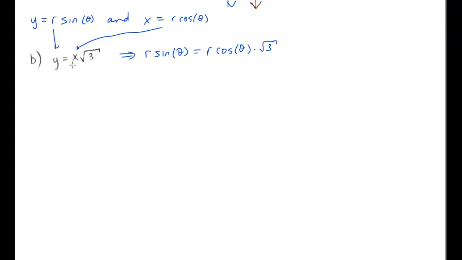Okay, so I'm going to assume here that r cannot be equal to 0 in this case. If I assume that, then I can divide both sides of this equation by r to get rid of it. And so if I do that, then I'll have sine theta is equal to square root of 3 cosine theta.